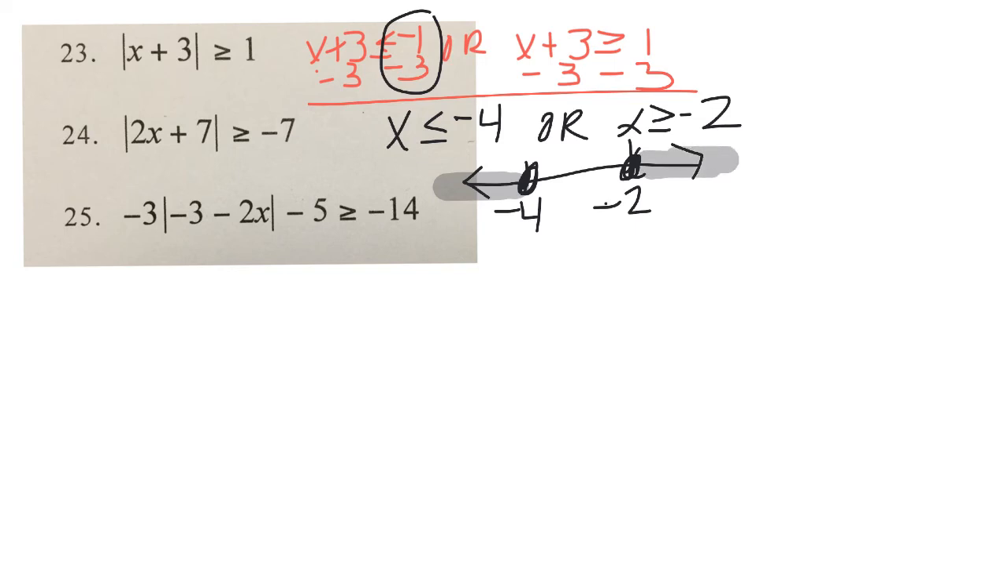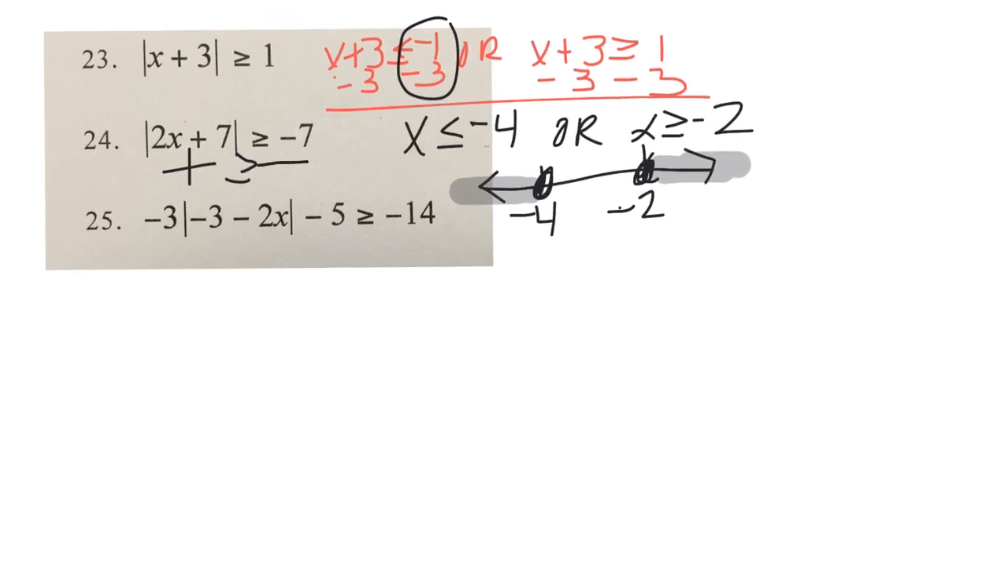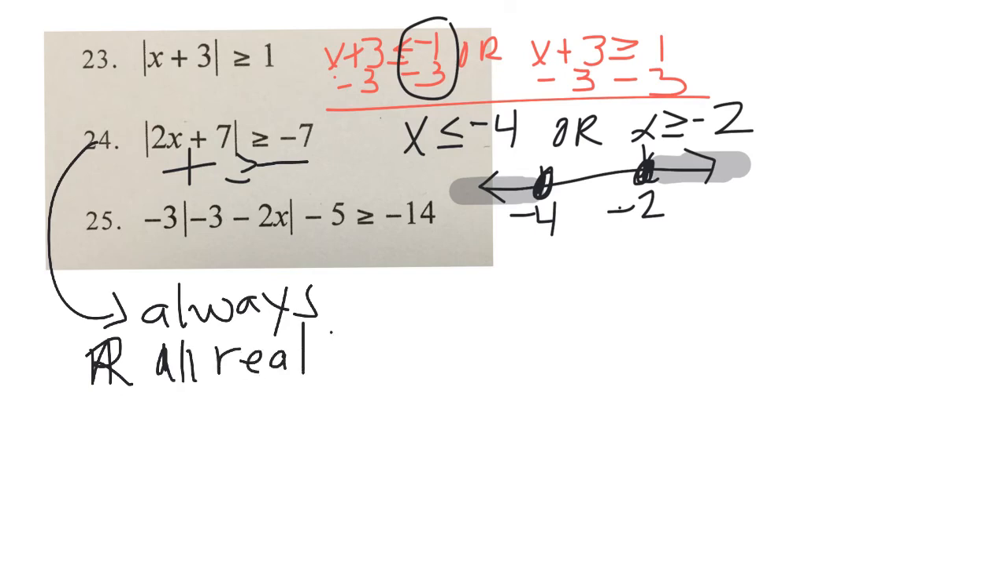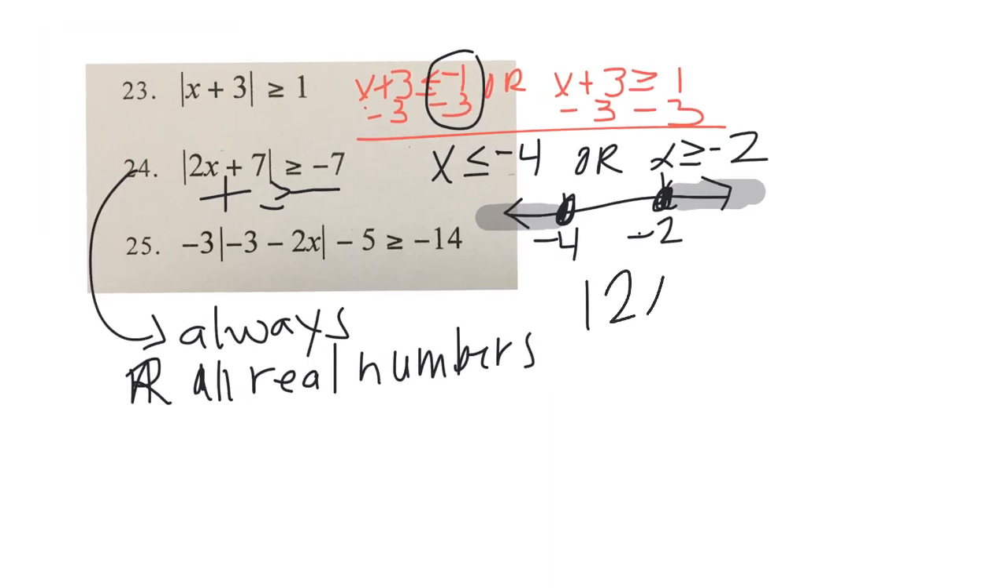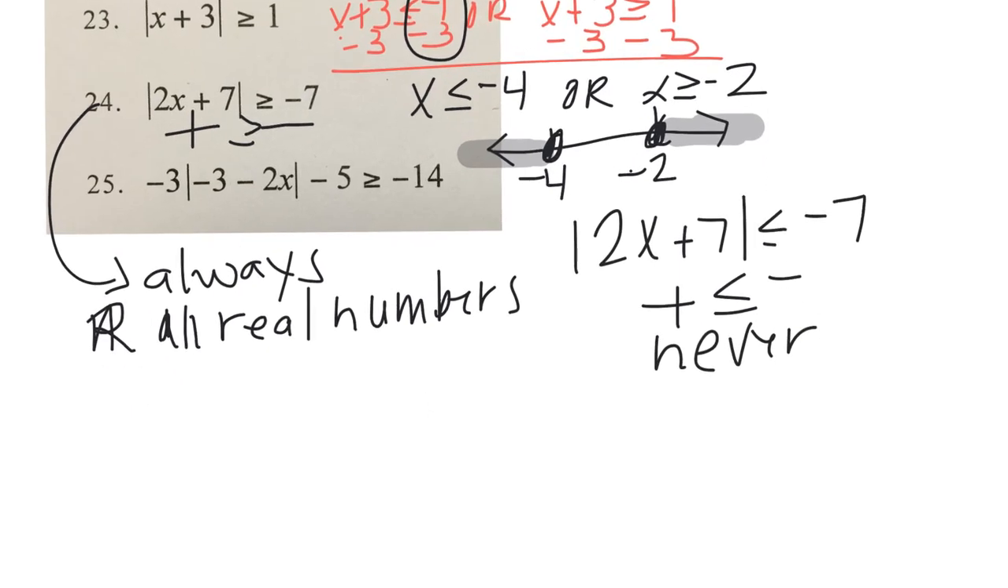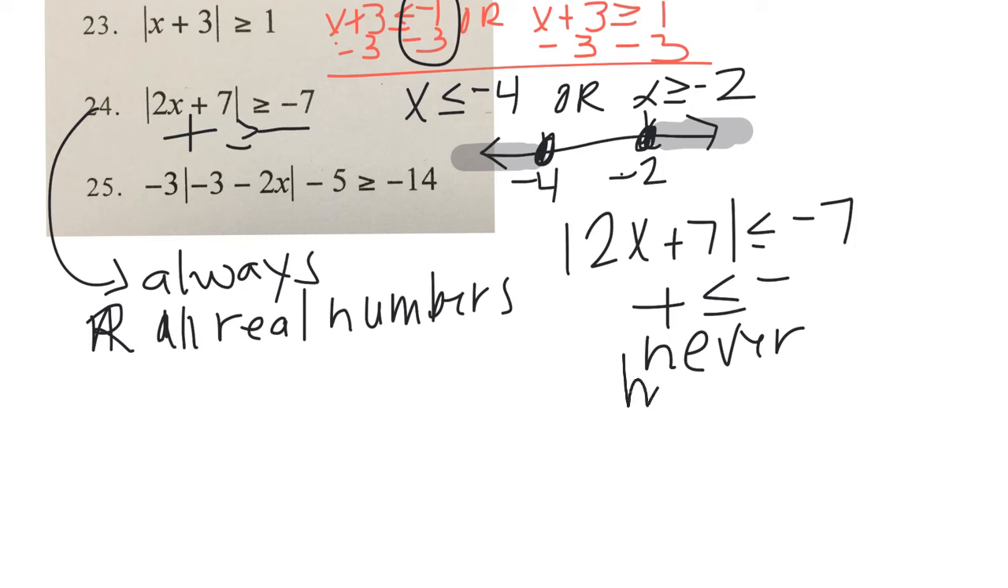Now here we have a special case in number 24. When is the absolute value, that's always positive, greater than or equal to a negative? And the answer is always. So because that's always true, our answer is all real numbers, which is this double-lined R. You can write it out if you want. And the opposite is true if I had the absolute value of 2x plus 7 is less than or equal to negative 7. When is a positive less than or equal to a negative? That answer is never. And so there's no solution on that one.